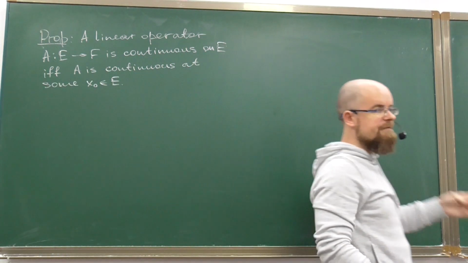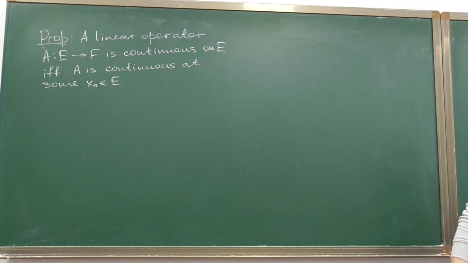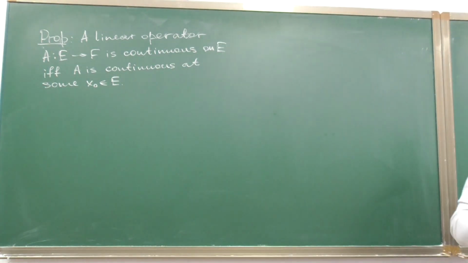In this if and only if statement, we are only interested in one part. Of course, if the operator is continuous, it is continuous at every point, by definition. The converse is rather more interesting. So if an operator is continuous at a single point, then it is continuous on the whole space. So let's prove it.